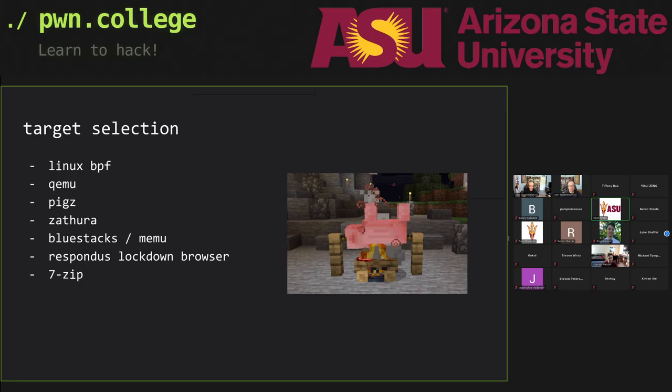And Pigs was a realistic target for us for many reasons. Firstly, it didn't appear to be an extremely popular GitHub project that was being fuzzed, but still held relevance with 1.3K stars and was found as a dependency in several other projects.